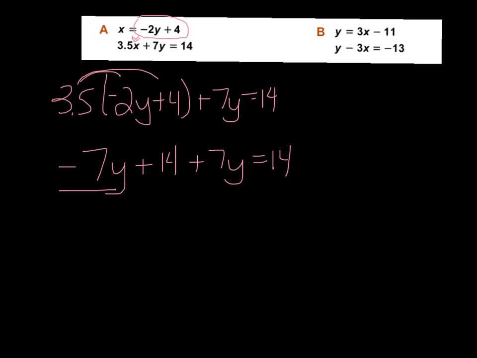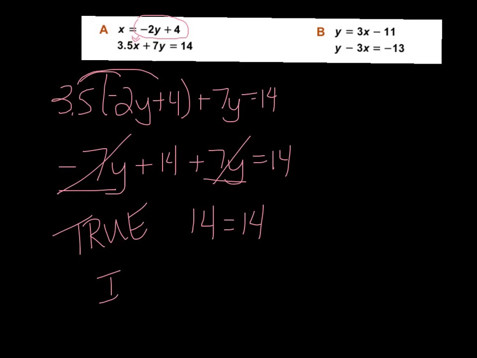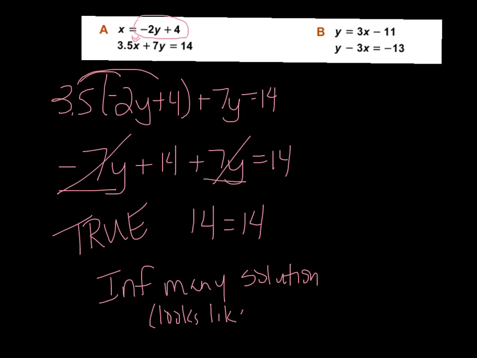Now I'm going to combine like terms, negative 7y and a positive 7y. That gives me 0, so I end up with 14 equals 14. Now you notice my y values disappeared. I don't have y equals 14 or y equals 7 here. Now it is a true statement. So this would be an infinitely many solution. This is where it looks like it has one line. It looks like one line on a graph.